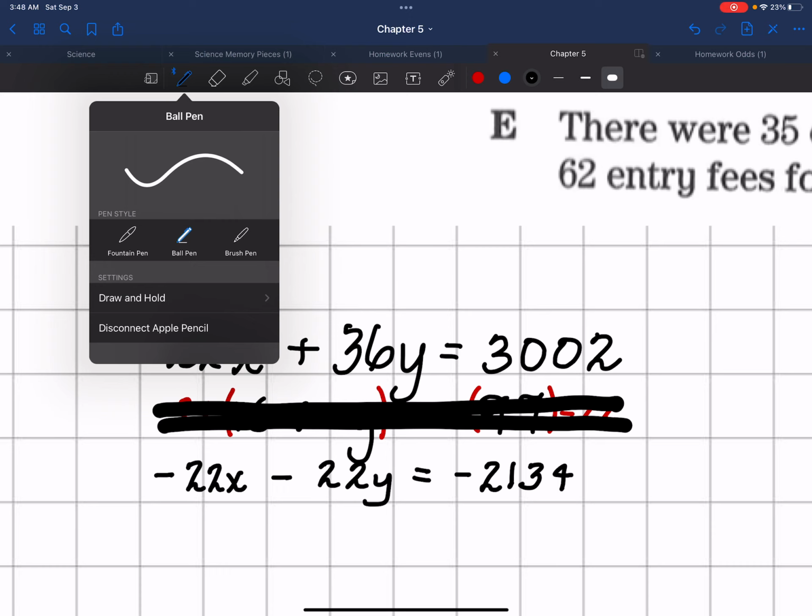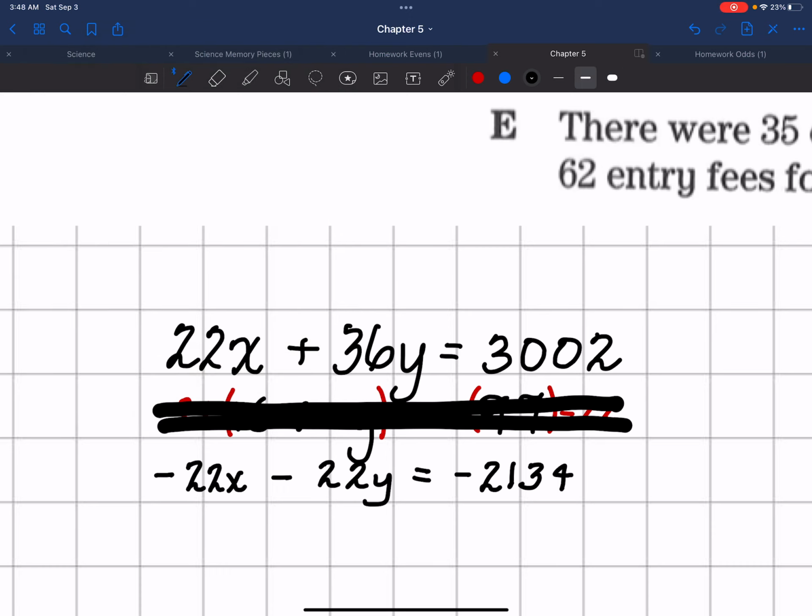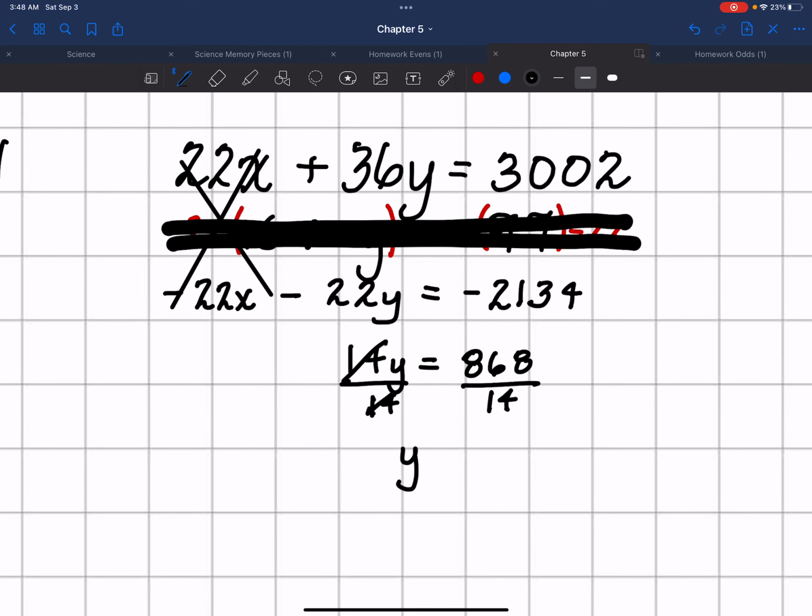So we're left with 22 minus 22. That's a good thing. 36 minus 22 is 14y. And then 3002 minus 2134 is 868 divided by 14. So the long racers, there were 62 of the long racers.